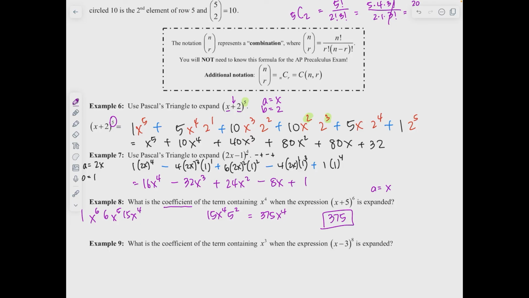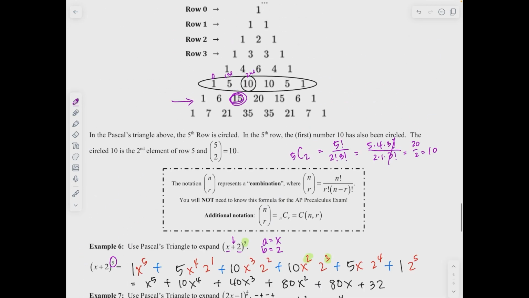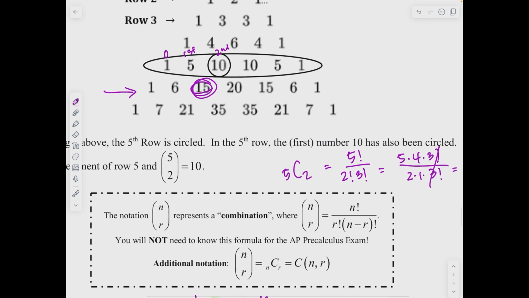Okay, and then the last one, I want x cubed. What is the coefficient containing x cubed? So I know that there's going to be an x cubed, and it's going to be 3 to the fifth power. Okay, because I don't know whether it's the plus minus, I'm just going to treat it as negative 3 at the moment. So that way it's accounted for. Because it's 8, if I look at Pascal's triangle, I'm missing it. So I got to do this.